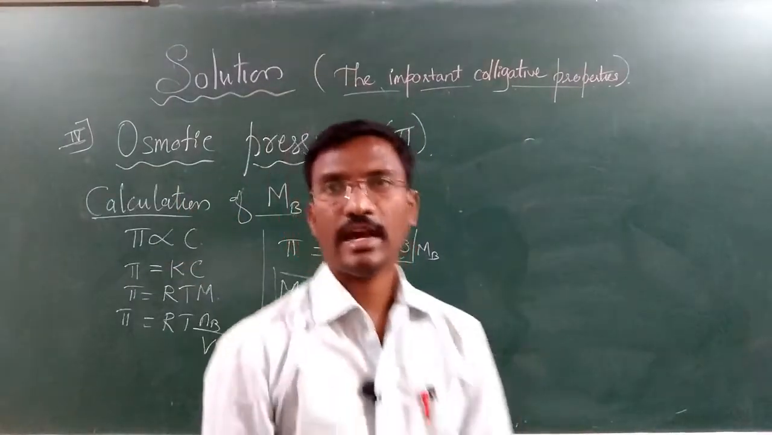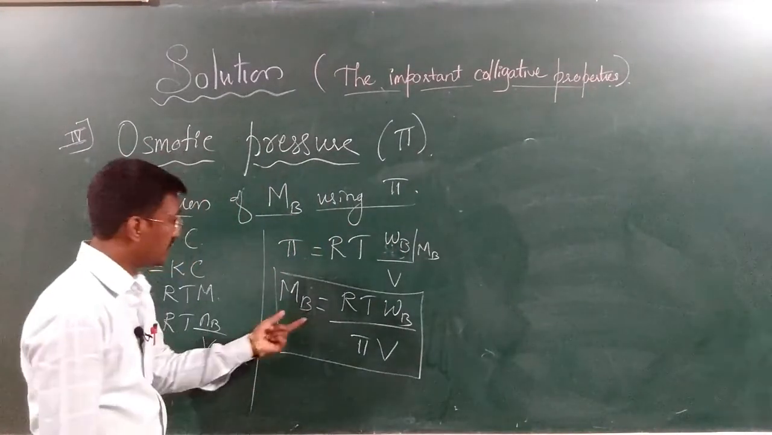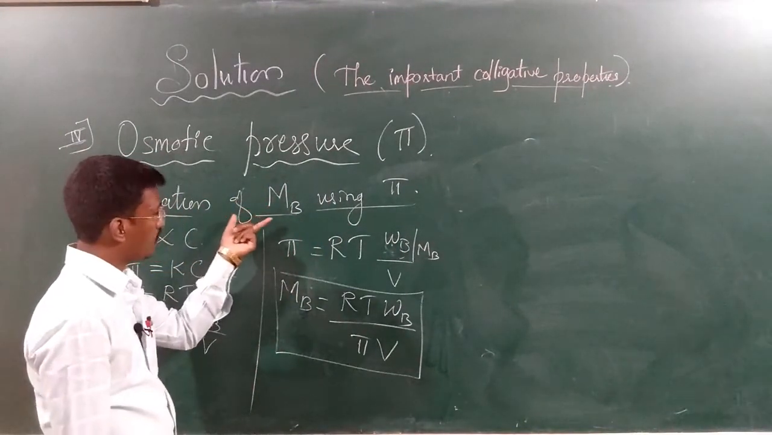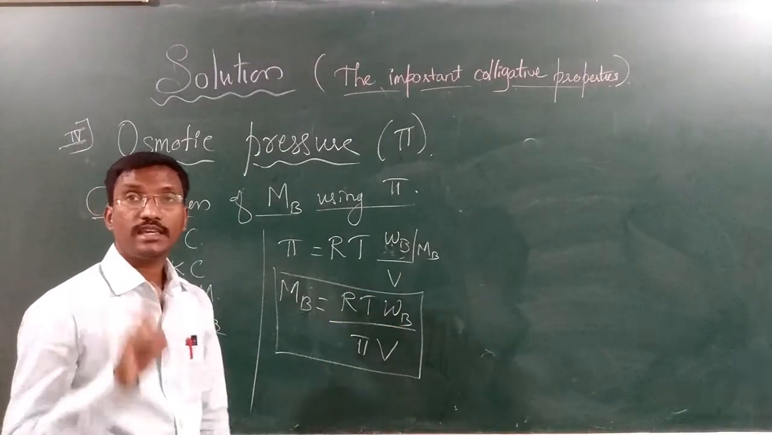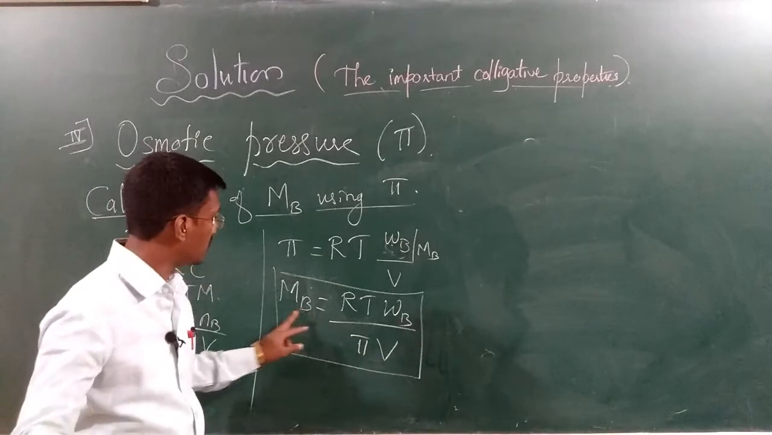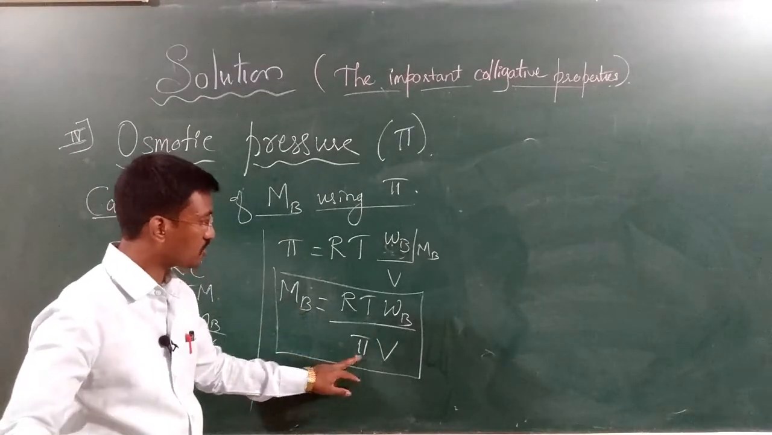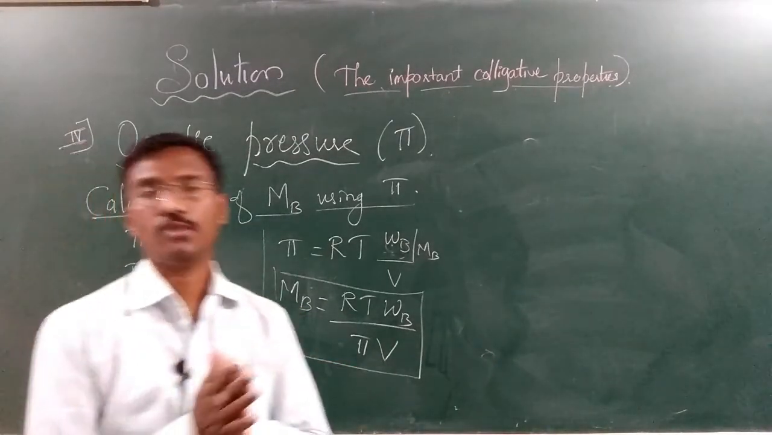So, I hope you are able to understand now. MB is the molar mass of the solute. R is the gas constant, T is the temperature. WB is the given mass of the solute, and MB is the molar mass of the solute. Pi is the osmotic pressure, V is the volume of the solution.